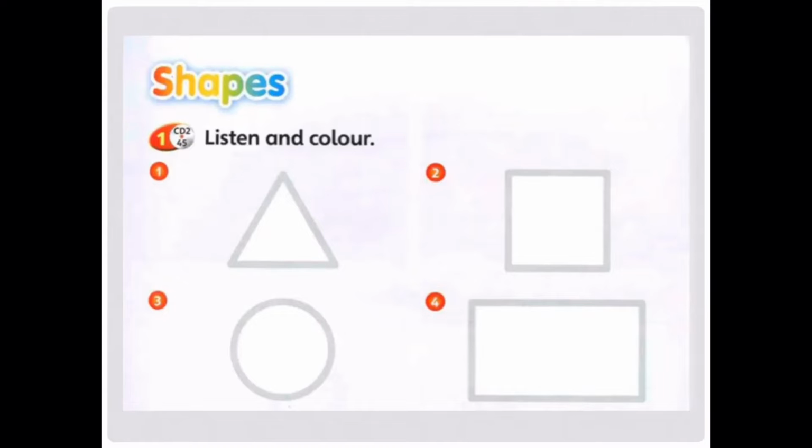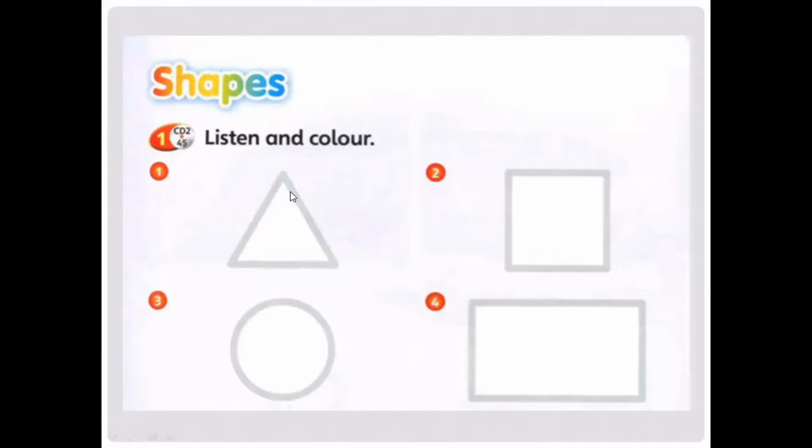Color the rectangle orange. What number is the rectangle? It's number 4. So we color the rectangle in orange. Color the circle red. What number is the circle? It's number 3. So we color the circle in red.